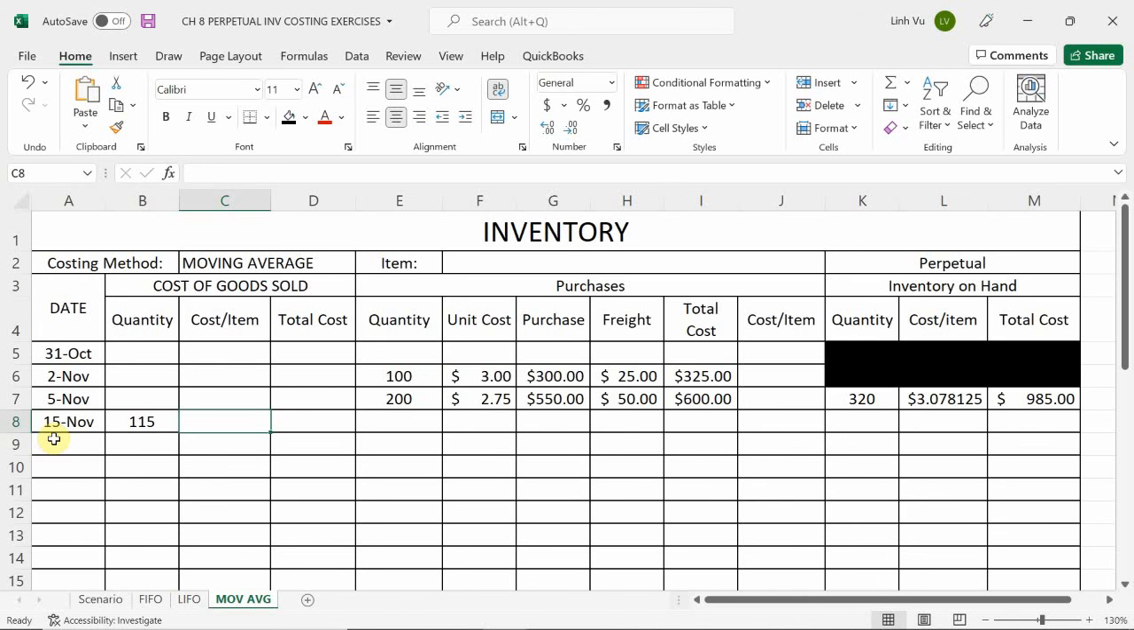Oh, the total cost. It cost us 115 times, it was $3, right? What is the cost per item? $3.0781. Yes.